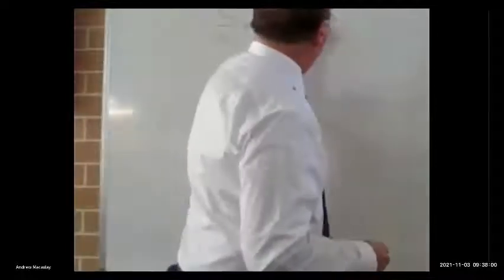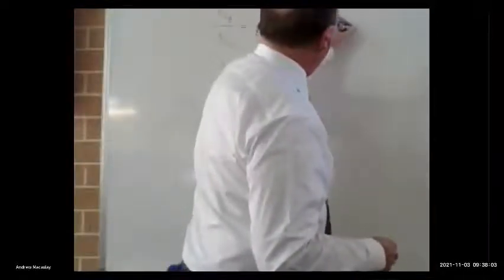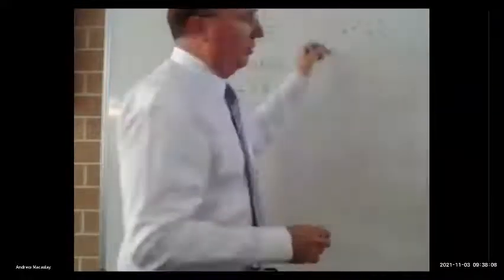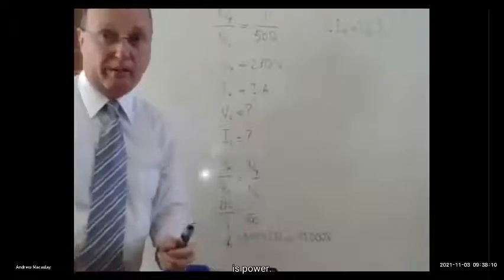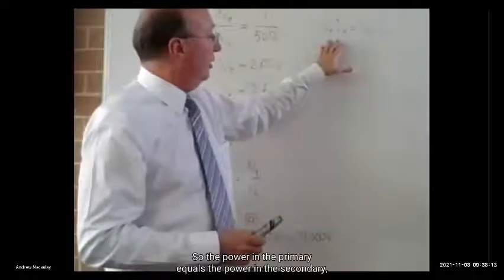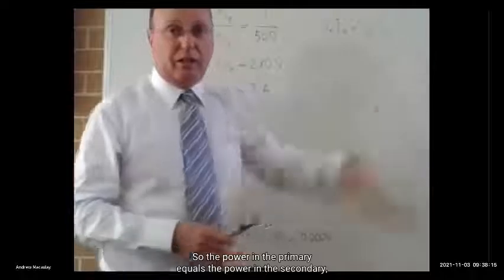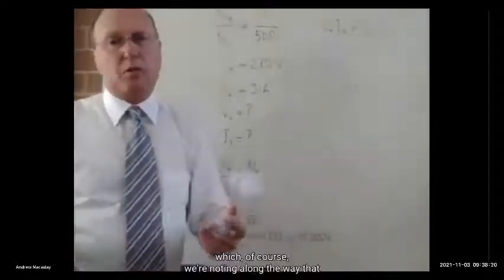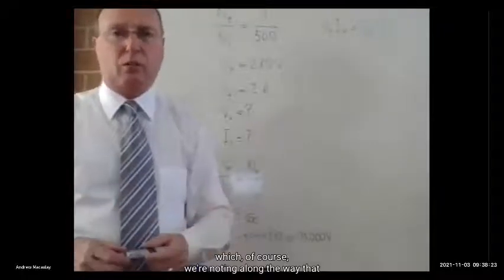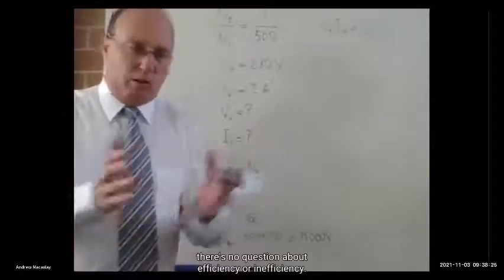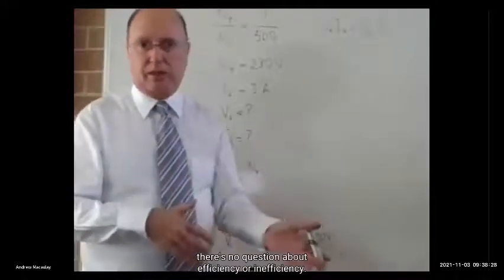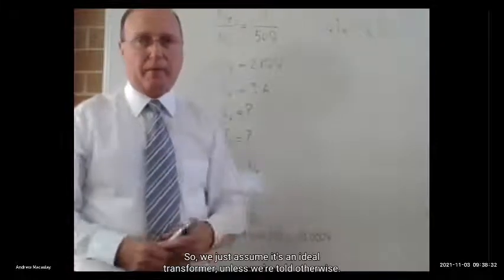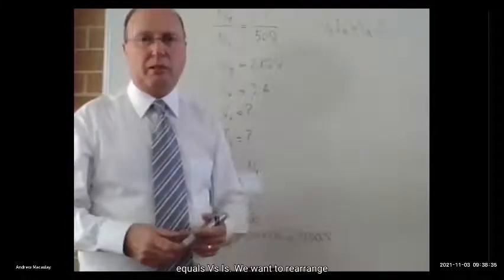So VP IP equals VS IS. Now, what does that mean? VI is power. So the power in the primary equals the power in the secondary, assuming we've got 100% efficiency, and that's called an ideal transformer. We're noting along the way that there's no question about efficiency or inefficiency, so we just assume it's an ideal transformer unless we're told otherwise.